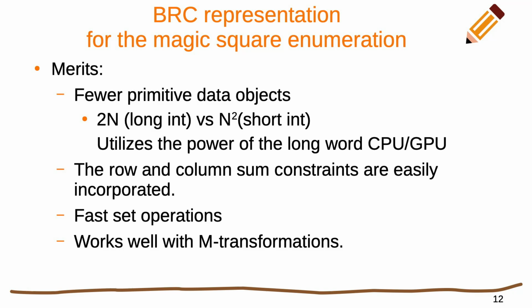Second, row and column sum constraints are easily incorporated in the BRC representation. We can prepare a list of conformant row sets and column sets in advance, and for the most part of the calculation, forget about the constraints. In addition, constraints between rows and columns can be efficiently checked using bitwise logical operations. Finally, BRC representation offers an advantage when working with the M transformations.